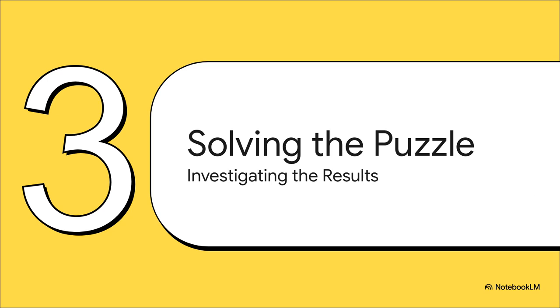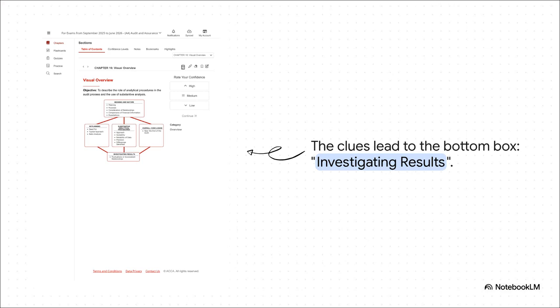So, the evidence is in. The tests have been run, and now comes the most critical part, making sense of it all and actually solving the puzzle. All the clues we've been gathering have led us to our next stop on the roadmap, investigating results. This is where everything the auditor has found gets put under a very powerful microscope.